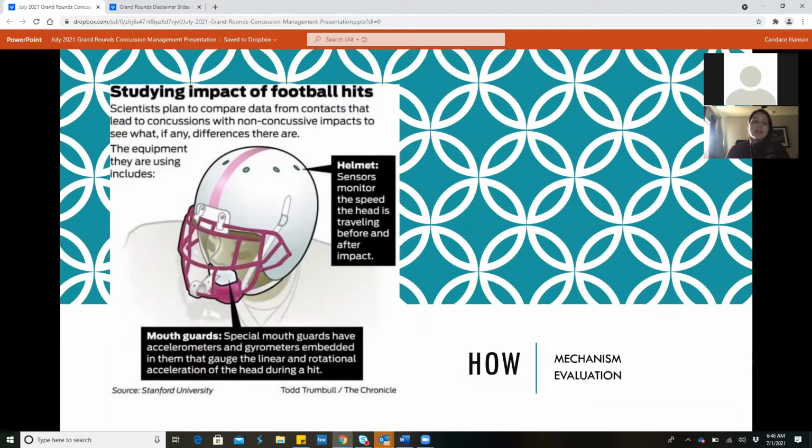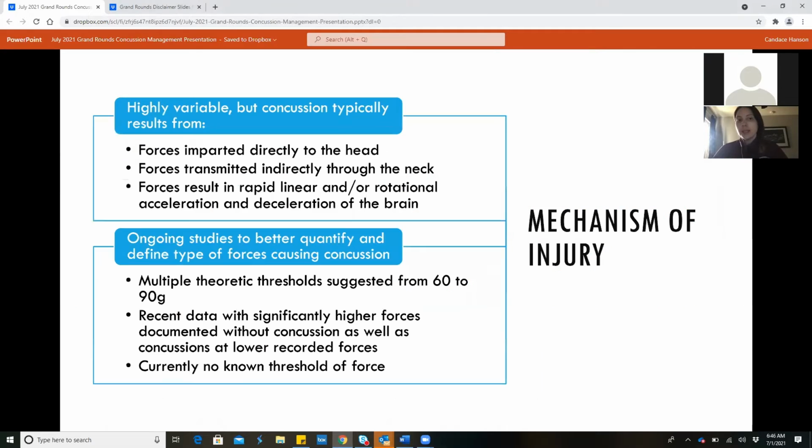So how do concussions happen? We'll talk next about the mechanism. You can go to the next slide. Highly variable, but a concussion typically results from either forces imparted directly to the head, or forces transmitted indirectly through the neck. A force that results in a rapid linear or rotational acceleration and deceleration of the brain is usually what brings on the actual mechanism of causing a concussion.